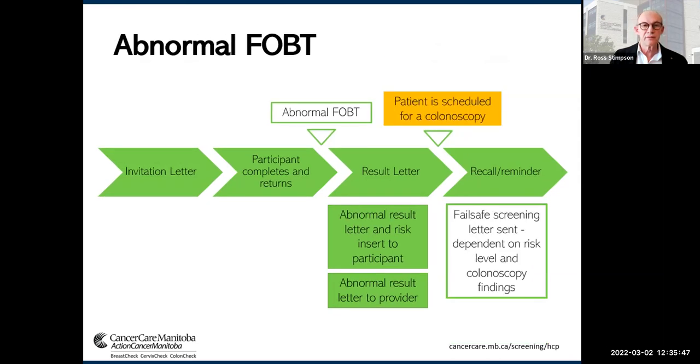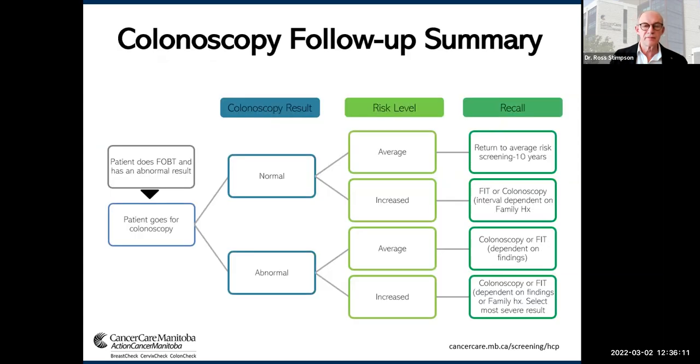Next slide, please. In the case of an abnormal FOBT, again, a result letter is generated. The patient will be scheduled, of course, for colonoscopy within the program. A fail-safe screening letter will be sent. And again, the recommendations will depend on the risk level due to family history and the colonoscopic findings. Next slide, please. So this is just a summary of our colonoscopy follow-up.